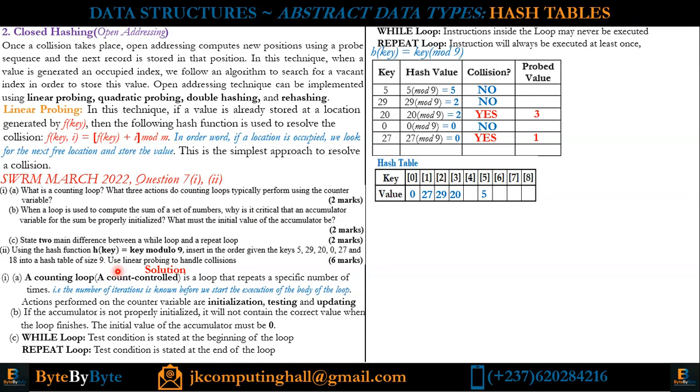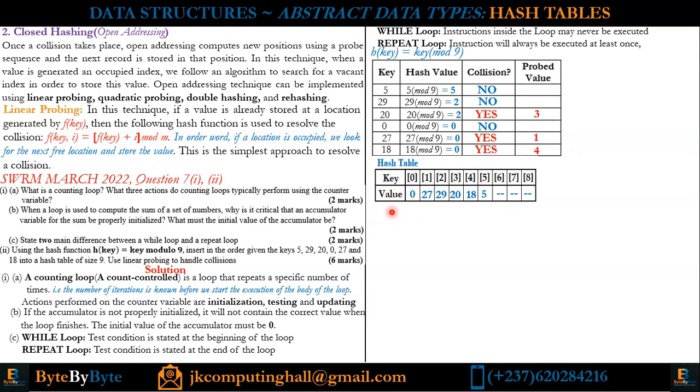The next is 18, and 18 mod 9 is still 0. 0 is occupied. So will there be a collision? Yes. What is the next free location after 0? 1, no. Location 2, no. Location 3, no. Location 4, yes. So that will be my probe value, and this is where 18 is going to be stored. And we see that locations 6, 7, and 8 are all empty.